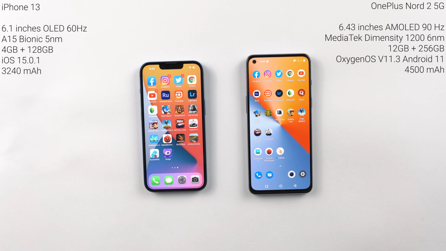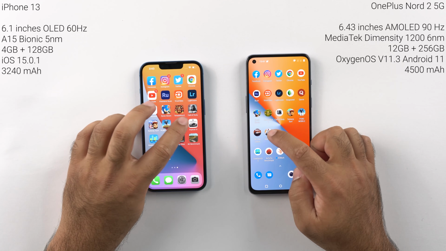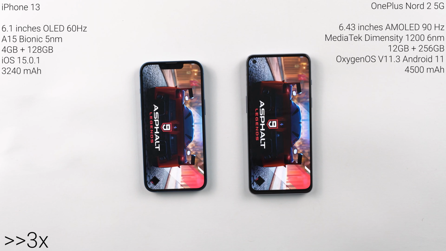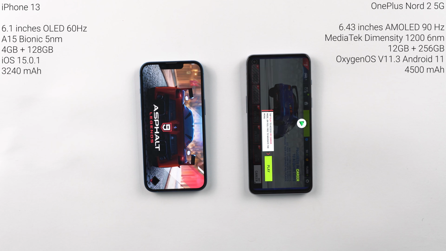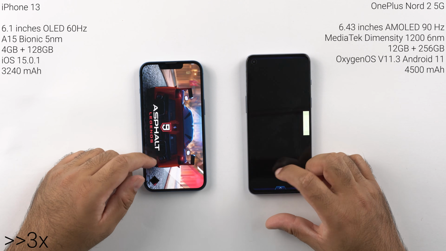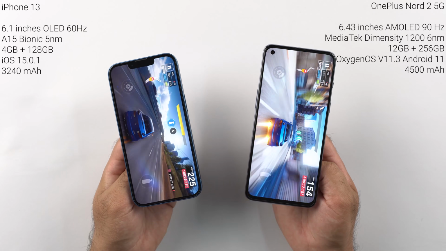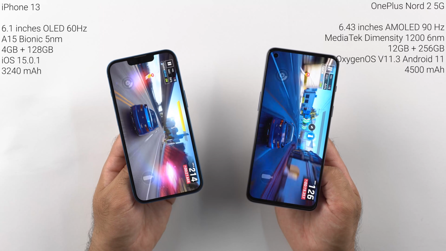Anyways, let me load another large game, the Asphalt 9 this time. Fortunately, this one loaded on the Nord 2 first, and the iPhone took about 18 extra seconds this time. The game runs smoothly and looks cool on both the phones.